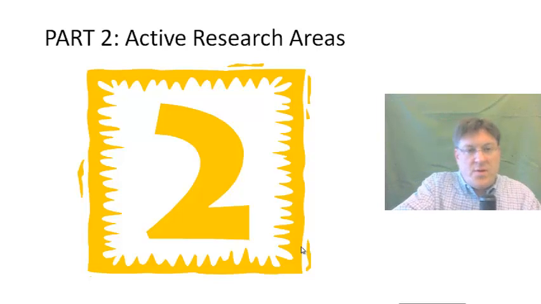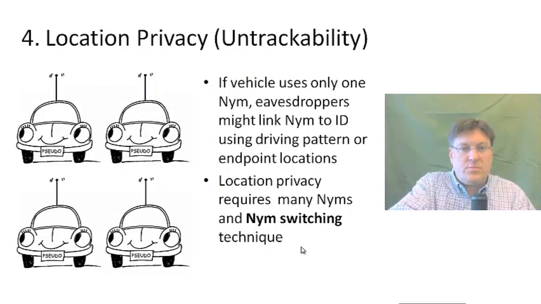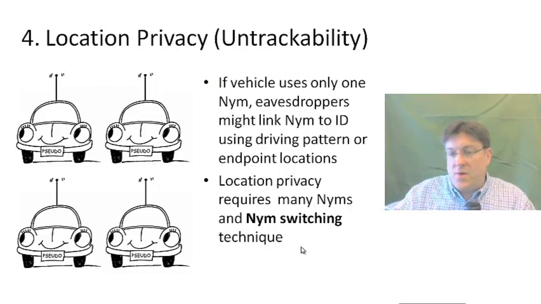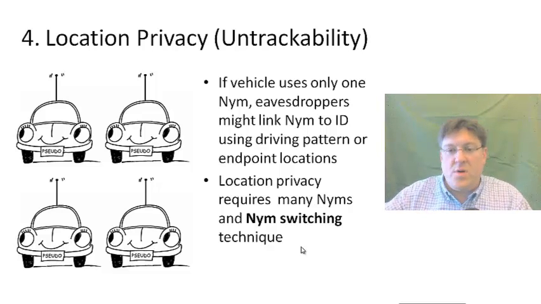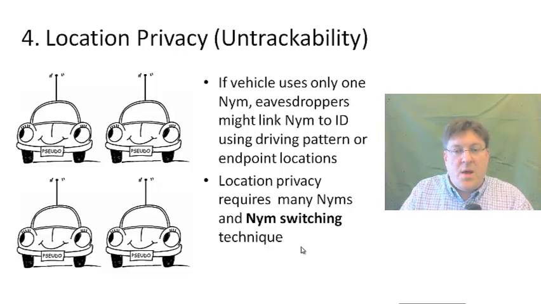So let's move to the second part, which is active research areas. This goes back to the untrackability point that we were making earlier. If a vehicle only uses one pseudonym, it may as well be the real vehicle ID, because it wouldn't take much time before, by following the trajectories of that pseudonym, you could see the pattern of driving and identify who the vehicle owner is.